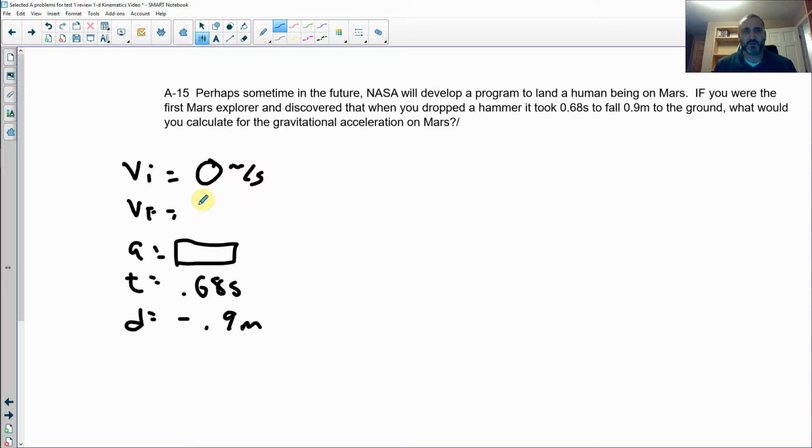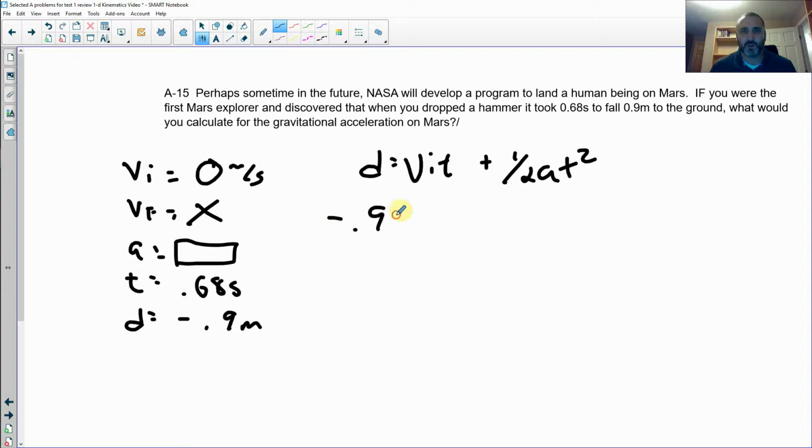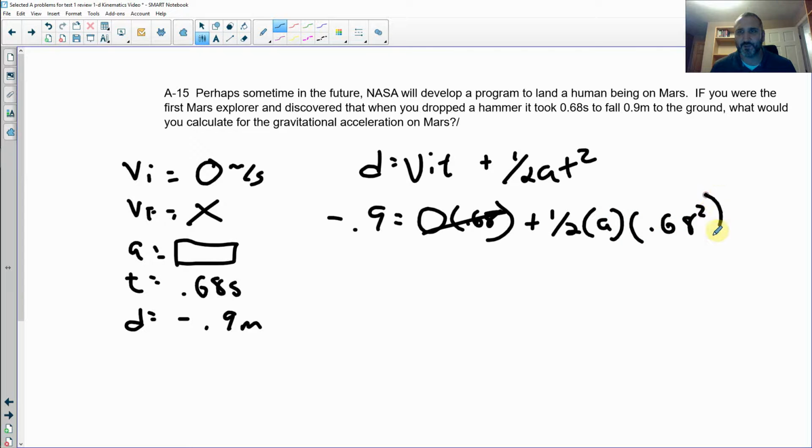So this is actually a pretty open and shut thing. We don't have a final velocity, so we don't care about it. VI, A, T, and D, I think we're going to be able to use D equals VIT plus 1/2 AT squared. So negative 0.9 equals 0 times 0.68, but that's still going to be 0, plus 1/2 A times 0.68 squared.